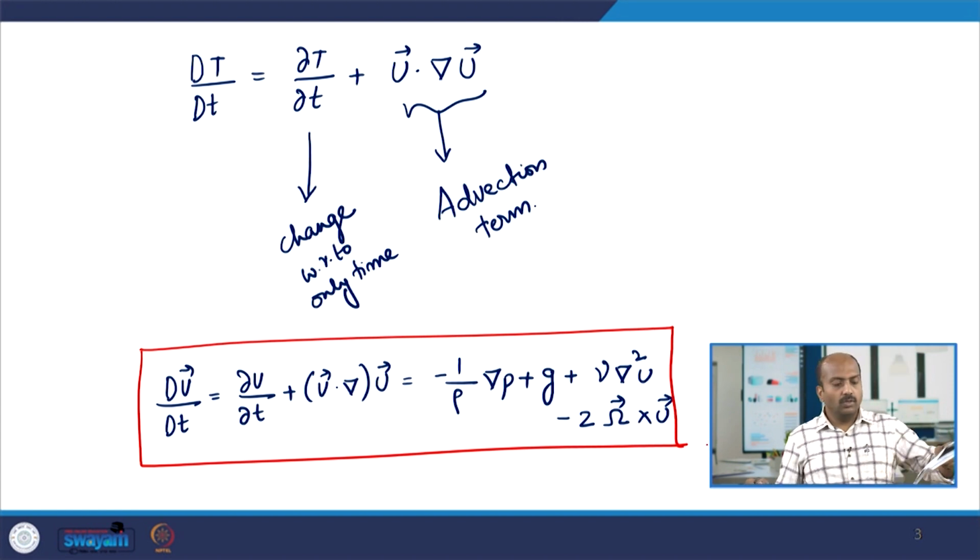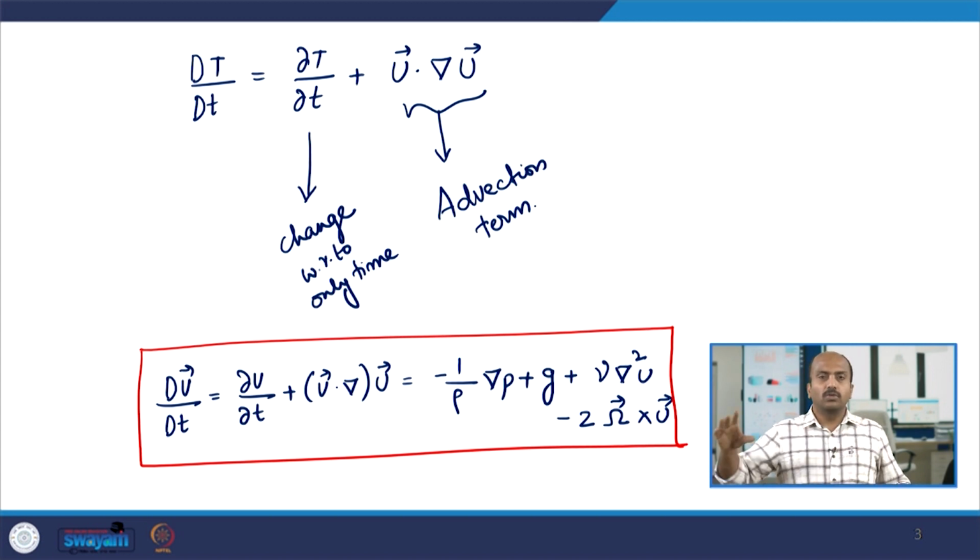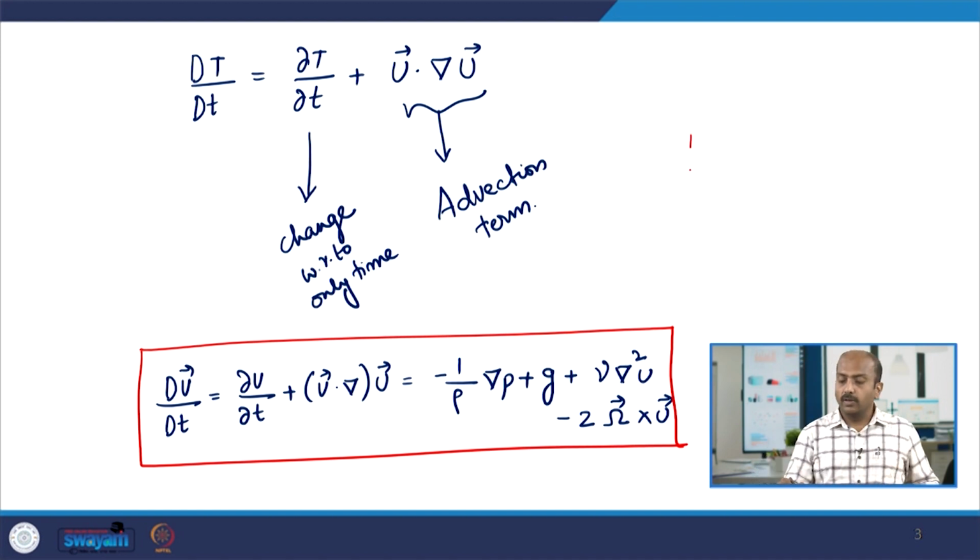Okay. So, this was some detail about the total derivative. What is the importance of the total derivative? The total derivative simply tells you how the variation is included while following the motion. So, you have two terms here. If you have this system and you have temperature defined inside the system, what will you do?